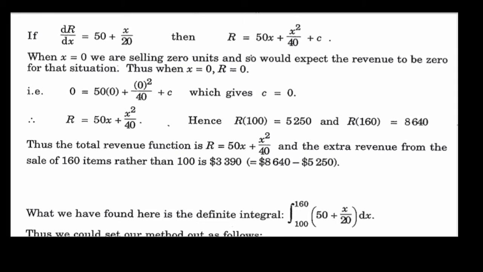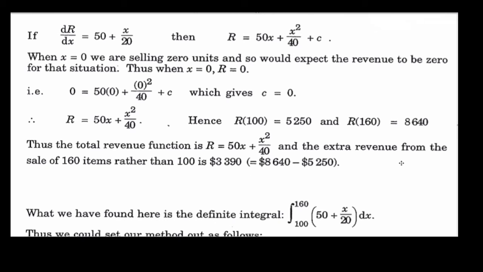We know that when x equals 0, R is equal to 0. Okay, when we're selling no units, our revenue is going to be 0. So that tells us that C is equal to 0. So here's our revenue function. Okay, so the revenue function after selling 100 units, 5,250. After selling 160 units is 8,640. So the difference between those two is what they asked for. The extra revenue for selling 160 items rather than 100 is 3,390.